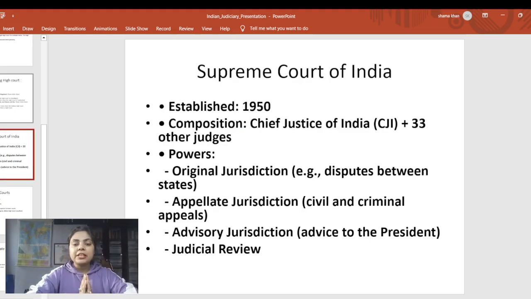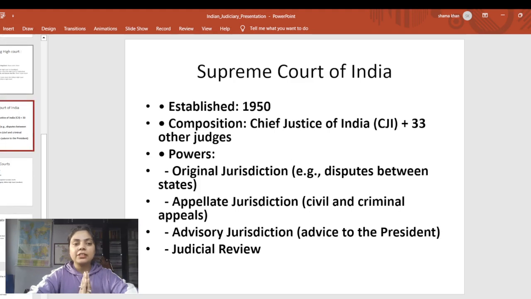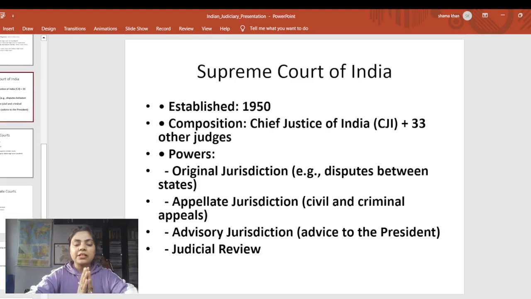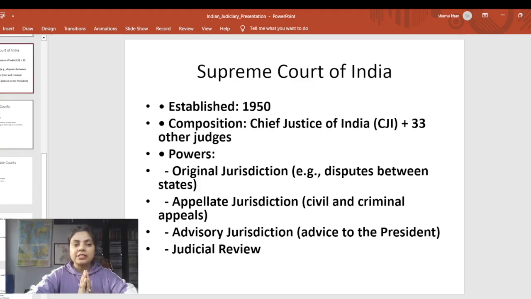Now if we see the Supreme Court of India, its factual information is given here. You might have already read it in detail, so I am not covering this topic in depth. The Supreme Court of India was established in 1950, and in its composition we have one Chief Justice of India and 33 other judges. Regarding power, it has original jurisdiction in matters resolving disputes between the center and a state, and between states.